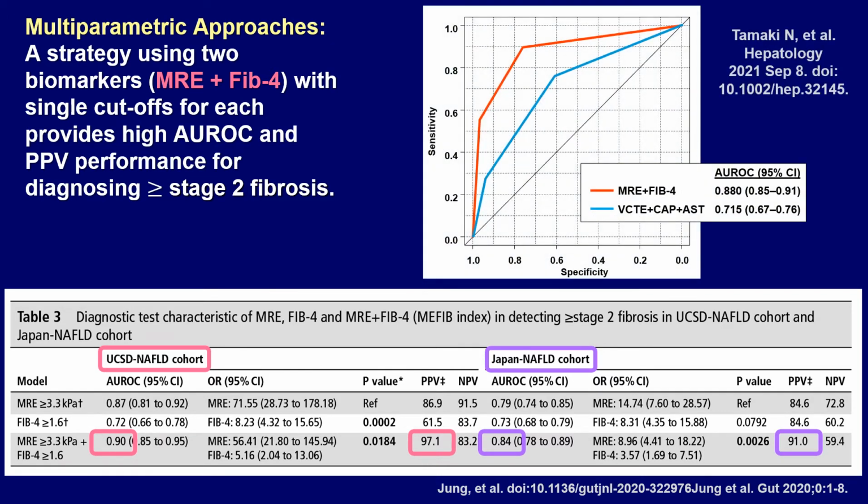And just recently, the same team compared the performance of MRE and FIB-4 to a combination of ultrasound elastography, CAP, and AST that has been advocated for diagnosing clinically significant fibrosis. The performance of the MRE-based combination was much higher.